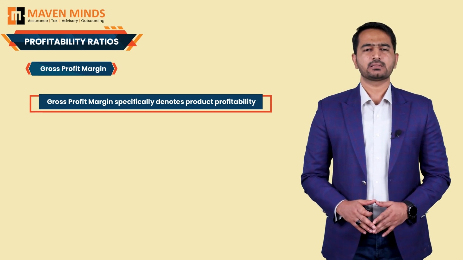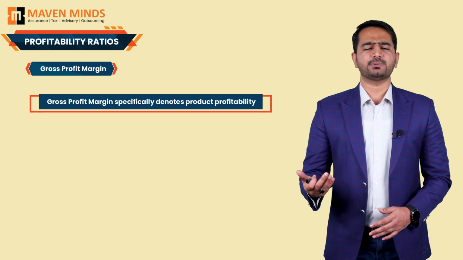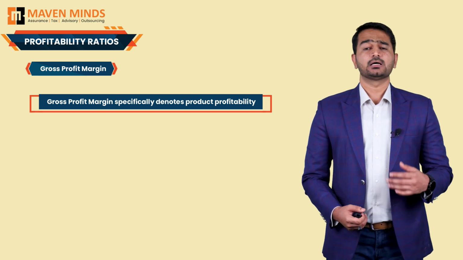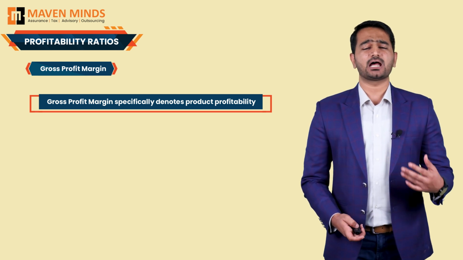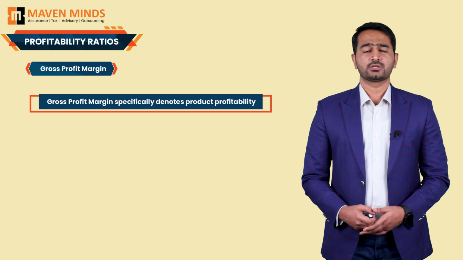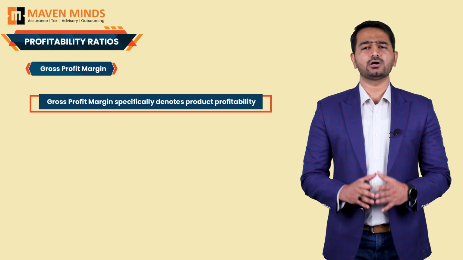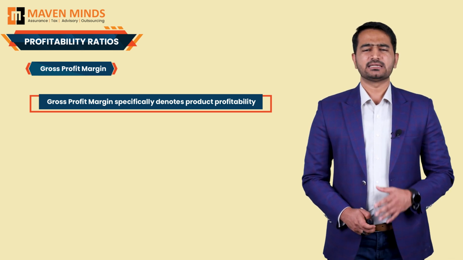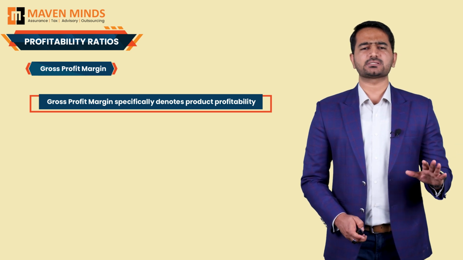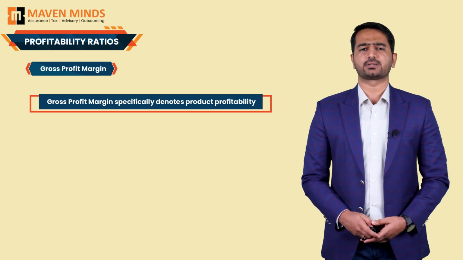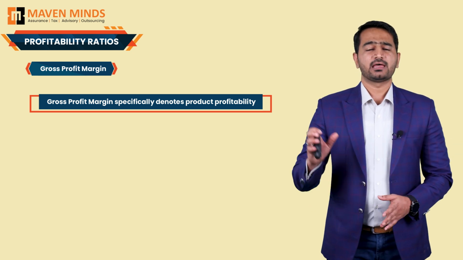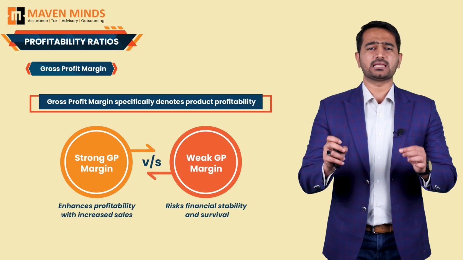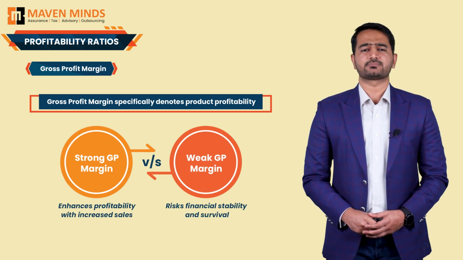For example, a company has a negative GP margin of 5%. Now this means its products are being sold at a loss. So if you are selling at a loss, how can you expect to run a profitable business? It's nearly impossible for the business to generate overall profit. That's why having a strong GP margin is a must for all companies.